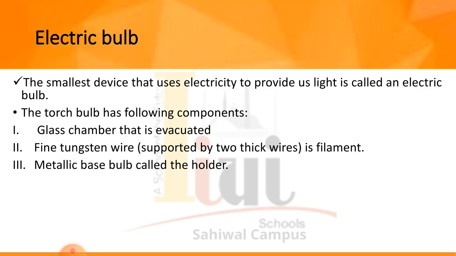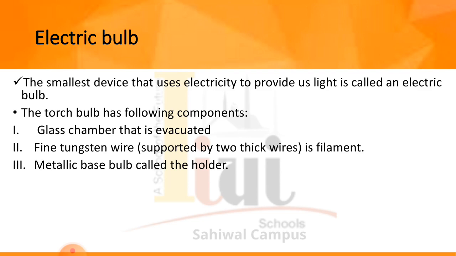So you can have a picture of the structure of an electric bulb, that is basically a torch bulb, on page number 134 of your textbook. This shows a blown up glass, that is a glass chamber basically, that is evacuated, a filament that is made up of tungsten and two supporting wires. At the base there is a metallic base holder, and at the last is the terminal that is fixed into a torch to glow and to complete the circuit of an electric current.